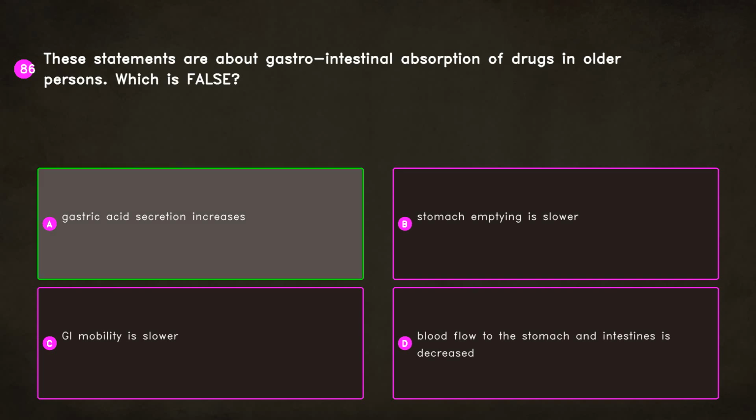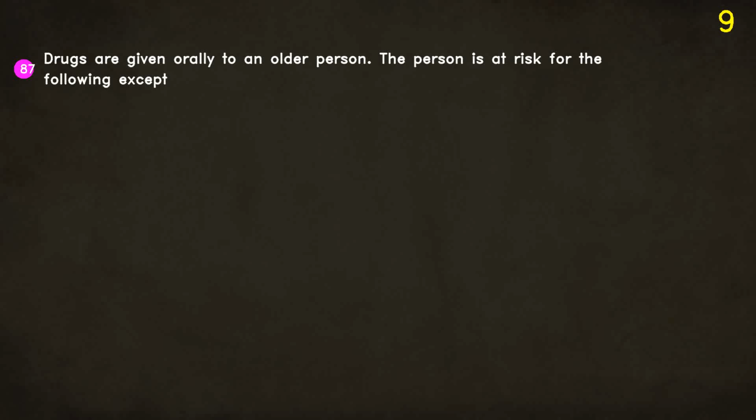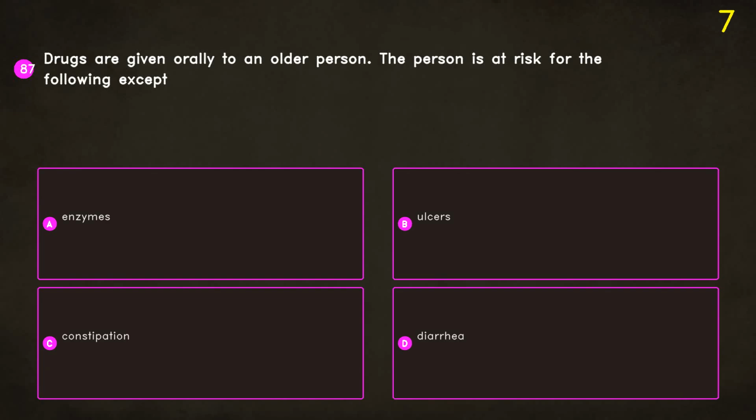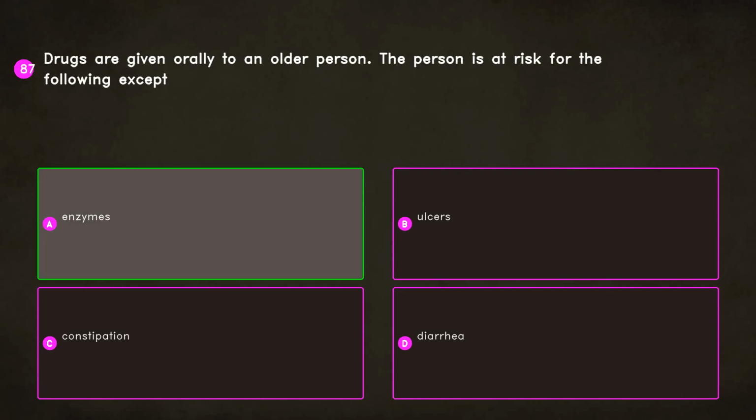The correct answer is gastric acid secretion increases. Question 87. Drugs are given orally to an older person. The person is at risk for the following except: A. enzymes, B. ulcers, C. constipation, D. diarrhea. The correct answer is enzymes.